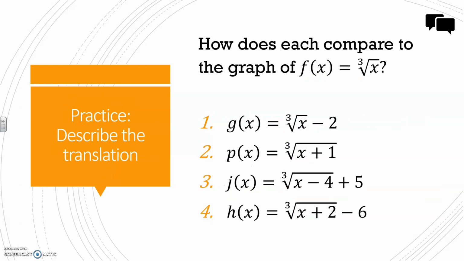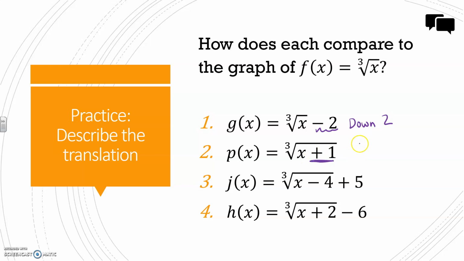Okay, so I want you to take a few minutes and pause the video, and next to each of these I want you to describe how the graph compares to the cube root of x. If you need an example, I'll talk through one first. Again, I see the minus 2. It is not under the radical, so I know that affects the output, shifts it up or down, and since it's minus, it's down 2. So pause the video, try 2, 3, and 4, and then play it again to see the answers.